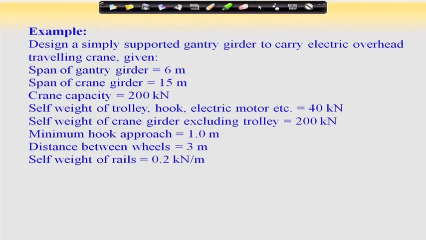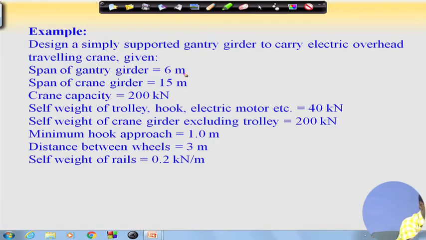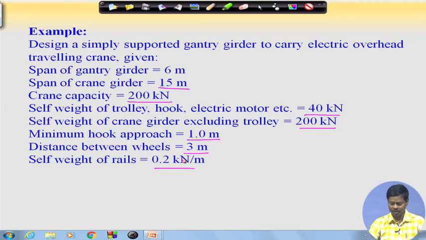Now, the example was this: the span of the gantry girder was given as 6 meter, and it is a simply supported gantry girder. Span of crane girder was 15 meter, crane capacity was 200 kilonewton, self weight of trolley, hook, electric motor, etc. is 40 kilonewton. Self weight of crane girder excluding trolley is 200 kilonewton, minimum hook approach is 1 meter, distance between wheels is 3 meter, and self weight of rails is 0.2 kilonewton per meter. With this we will try to find out a suitable section.